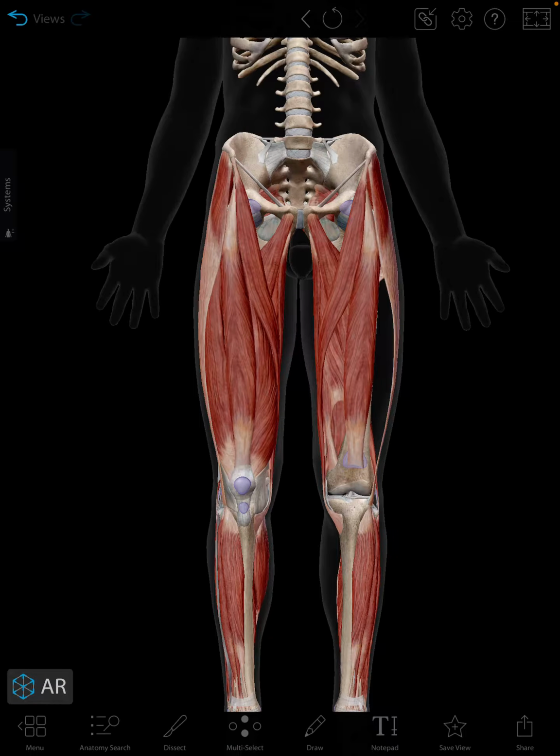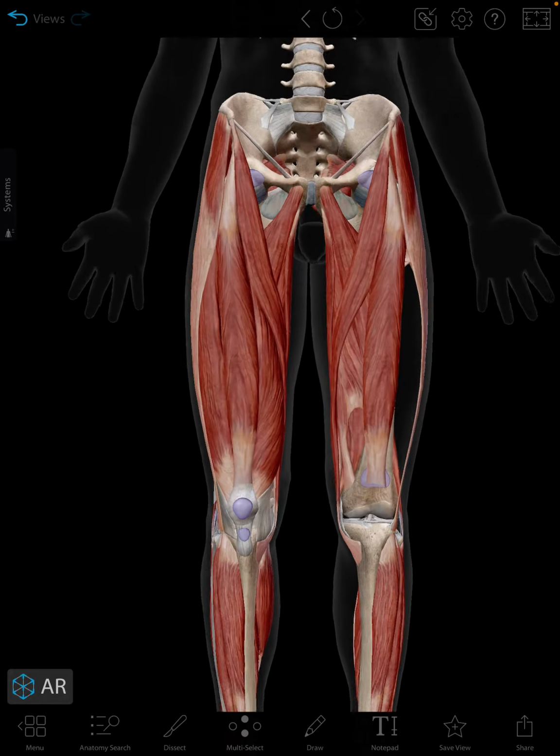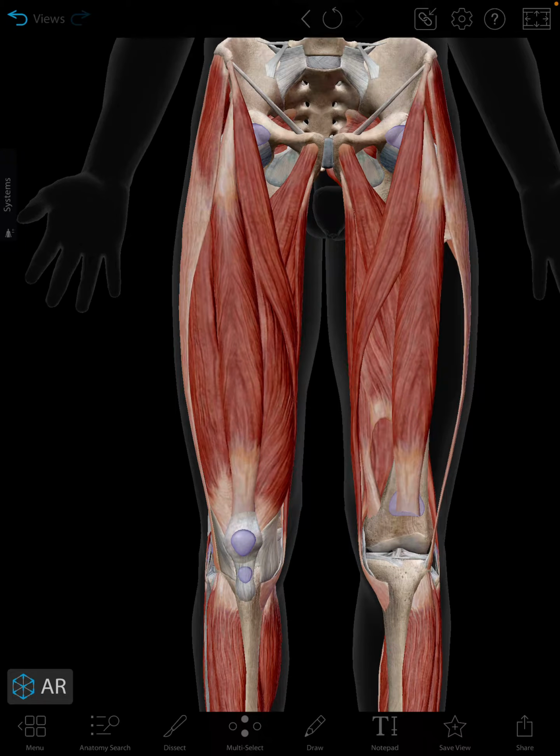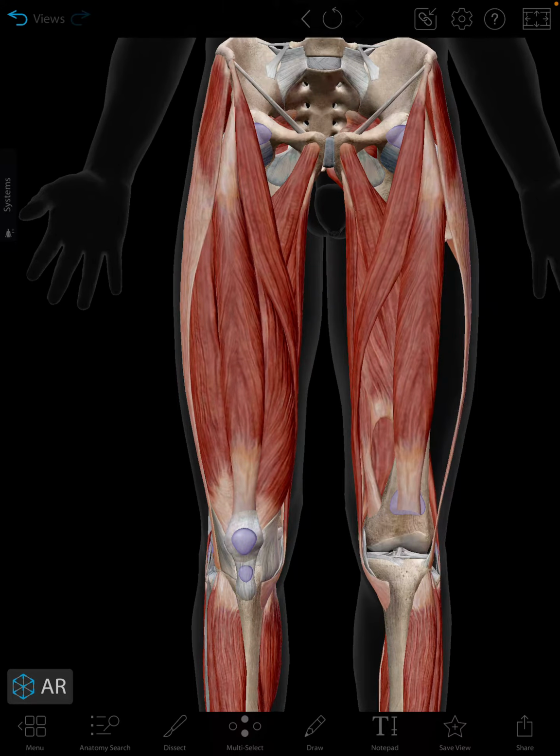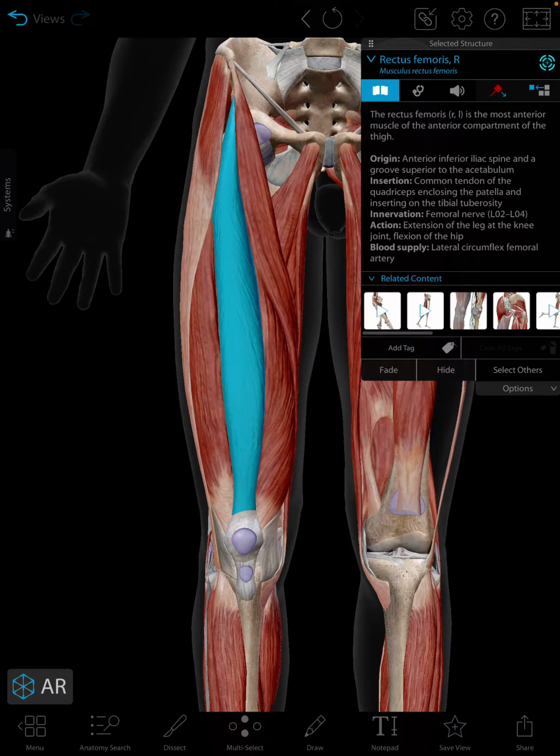All right, so if we're looking here on the left side of the screen, but on the right part of the body, we'll look at our quads first. So we'll look at the anterior part of our thigh with these anterior compartment muscles. If we zoom in, we can see these muscles right here. The first one we'll get to is the rectus femoris. Rectus means straight and femoris means femur. So this is the straight muscle on the femur.